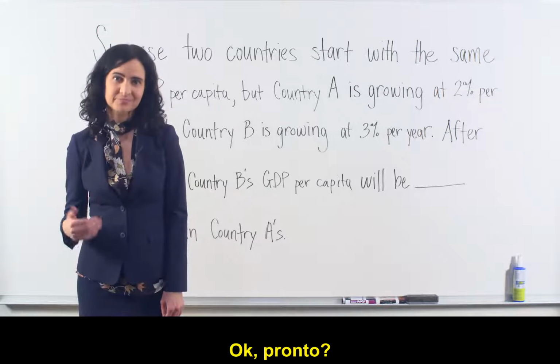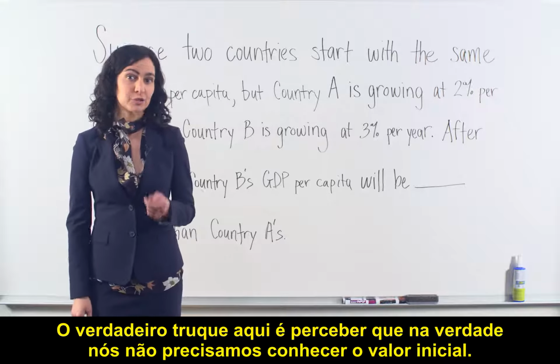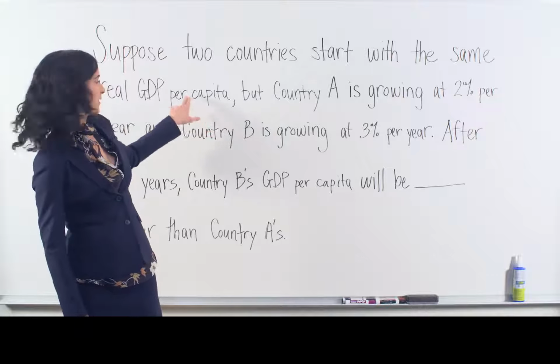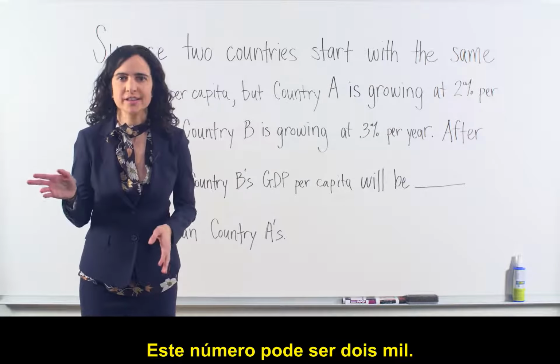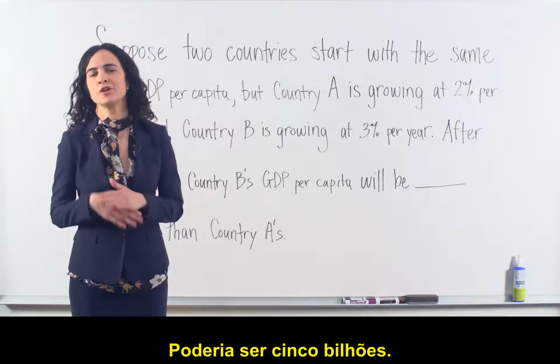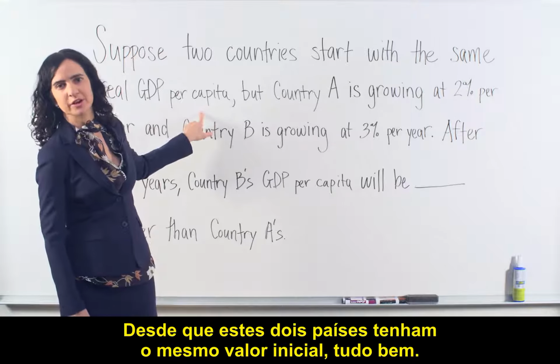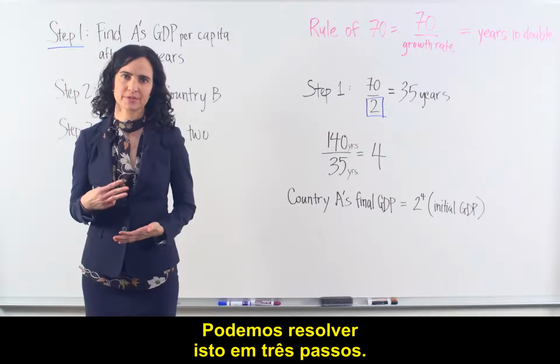Okay, ready? The real trick here is to realize that we don't actually need to know this initial value. This number could be 2,000, it could be 5 billion, no big deal. As long as these two countries have the same initial starting value, we're fine. We can solve this in 3 steps.